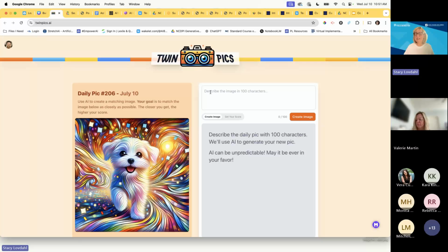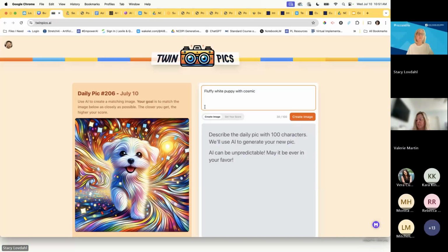And I feel like it's kind of like GeoGuessr. So you get a different picture every day, and up here in this box, you have to describe the picture. The limitation is you only get 100 characters, and so you type this in. So you would say, I don't know, it's not really fluffy, but you describe it as closely as you can. I'm going to say fluffy, even though it's not fluffy. White puppy.